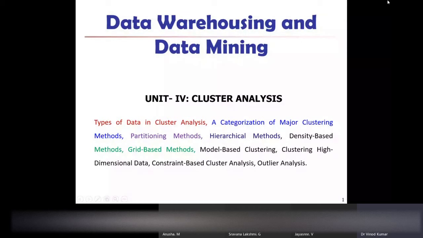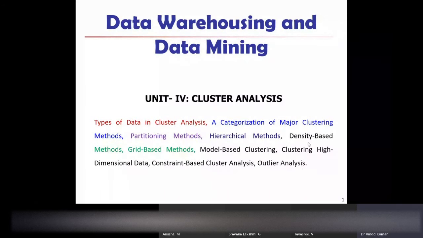So today we will discuss cluster analysis. It is in your fourth unit of your syllabus. We know the different varieties of clustering algorithms that are available, and we learn the types of clustering and the categorization of major clustering methods: partition methods, hierarchical methods, density based methods, grid based methods, model based clustering, high dimensional data, constraint based clustering, and outlier analysis. These many things we'll discuss.